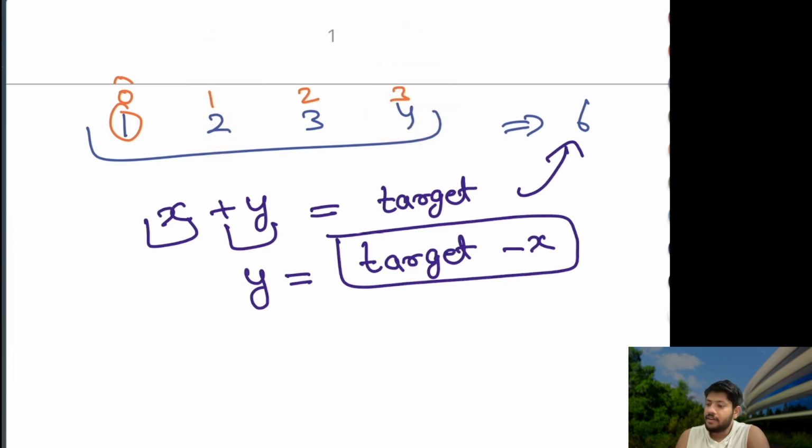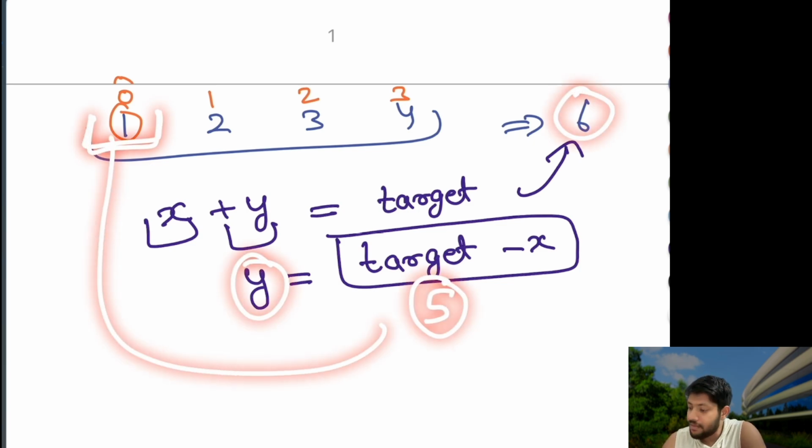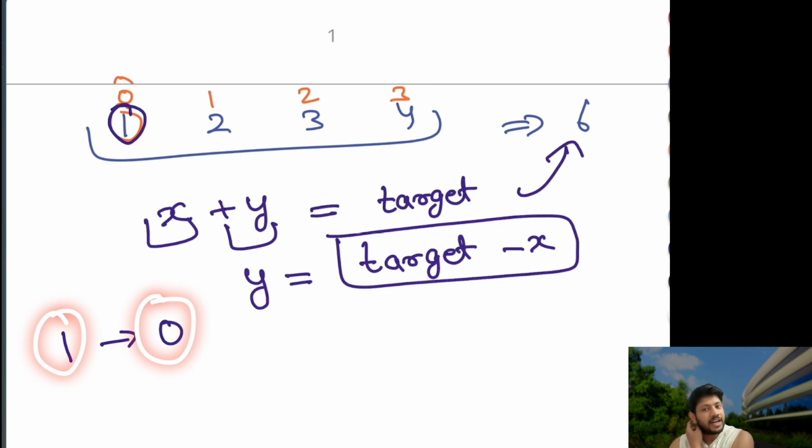What we are actually doing is, when we are running a loop with 1, we are saying that, okay, if it is 1, my y should be 5, right? Because 1 plus 5 will be 6. Have I seen this 5 earlier? No, I have not. So I will store this 1 in my data. I will say 1 is at index number 0, so that later on if I see a 5, then I can say that, okay, I have seen a 1 at index 0, right?